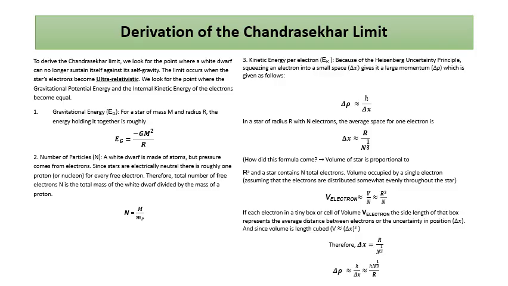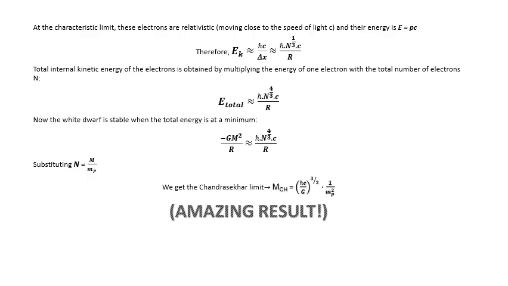So the momentum will come out to be this: the reduced Planck constant times the number of particles raised to the power 1/3 divided by the radius of the star. After doing more additions like these, electrons are relativistic and therefore their energy is equal to their momentum times the speed of light, we get the kinetic energy of a single electron to be this.